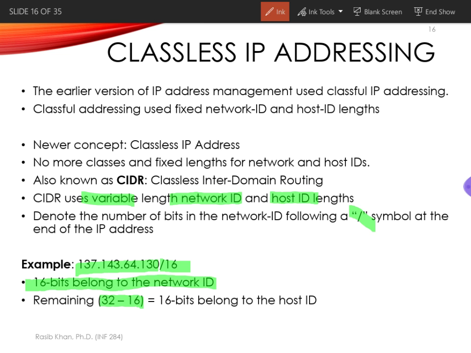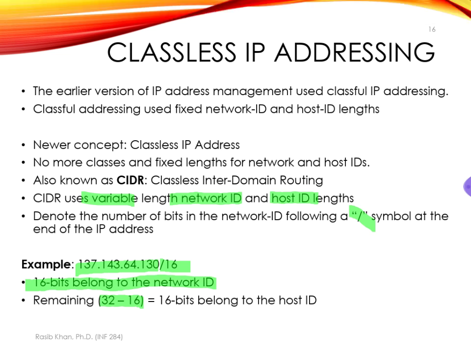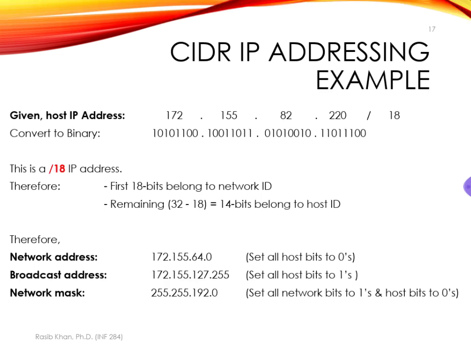And just to be clear, now we are not really limited to the fixed 8, 16, 24 bits for classes A, B, and C that we have seen earlier, but rather any number of bits can be inferred as the network ID starting from the beginning on the left, and the remaining bits would be interpreted as the host ID. So let's look at an example in the CIDR scheme.